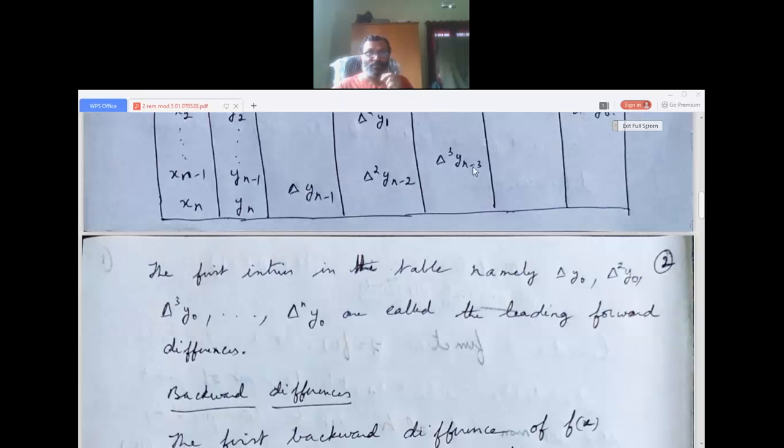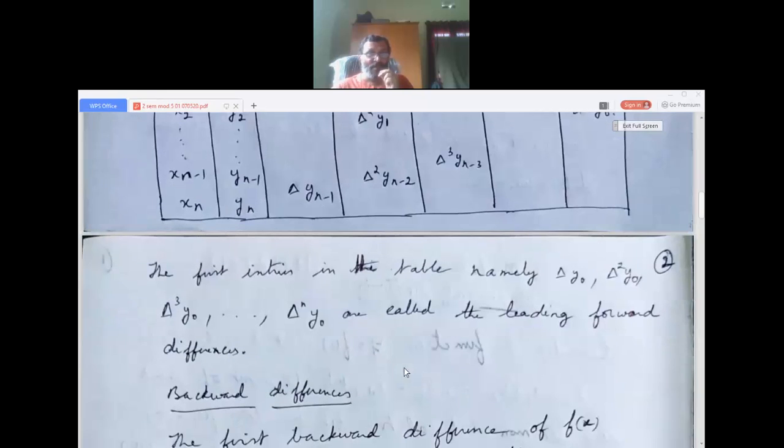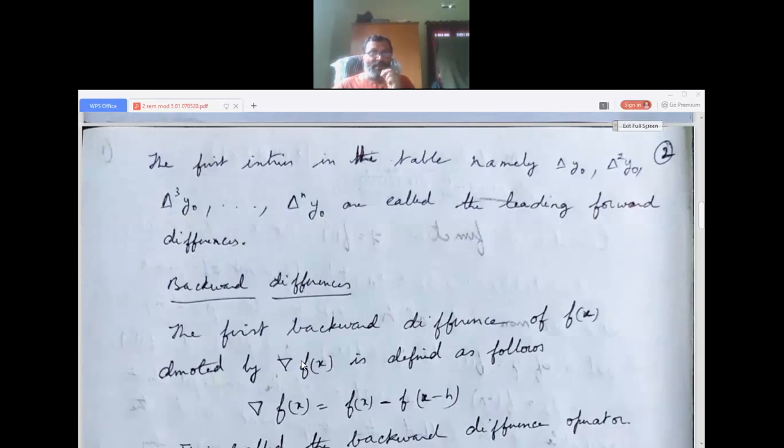Once again, I will just show you. See here, after drawing this table, the first part, del y0, del squared y0, del cubed y0, and so on till del n y0, is called the leading entries. They are called the leading forward differences. Now we go to the backward difference.